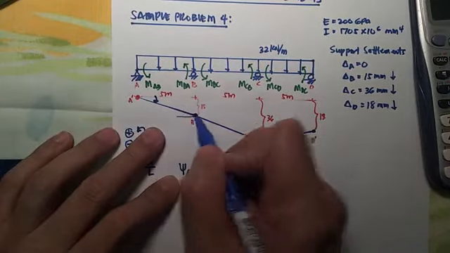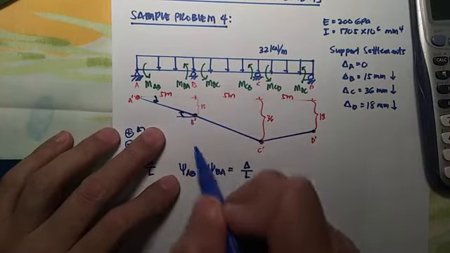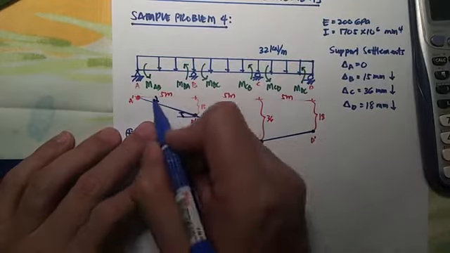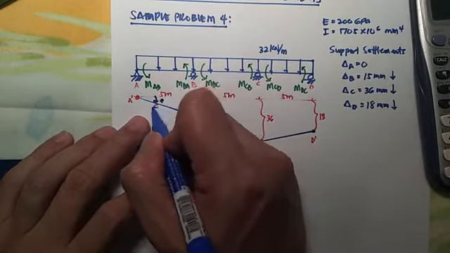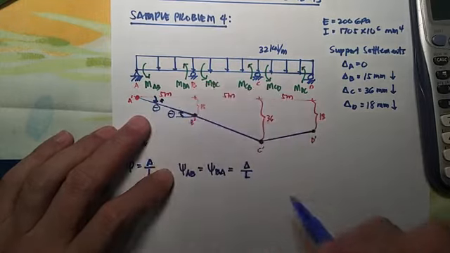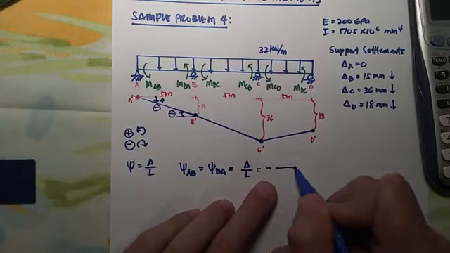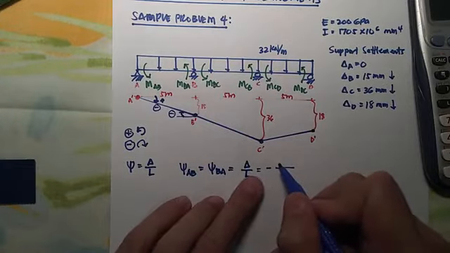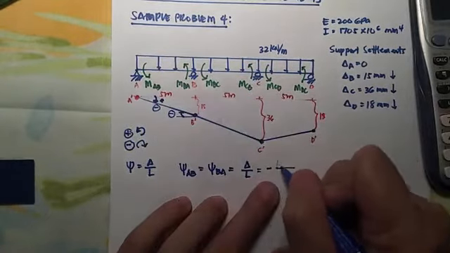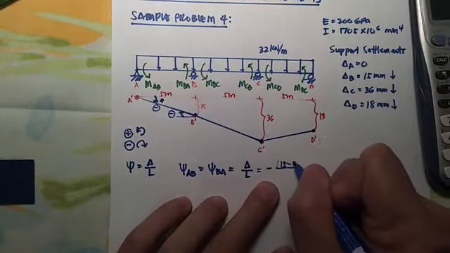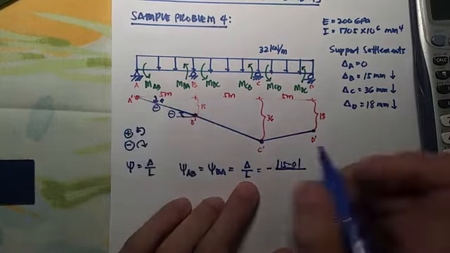Sa B naman, from the original position, horizontal, papunta dun. So, clockwise din. So, since clockwise yung rotation, negative yung psi. Negative yung sign natin dyan. So, this becomes negative. Okay, ano yung delta? Delta is the absolute value of the difference. That would be 15 at saka 0. So, that would be 15 minus 0, absolute value, divided by L. L is 5 meters.